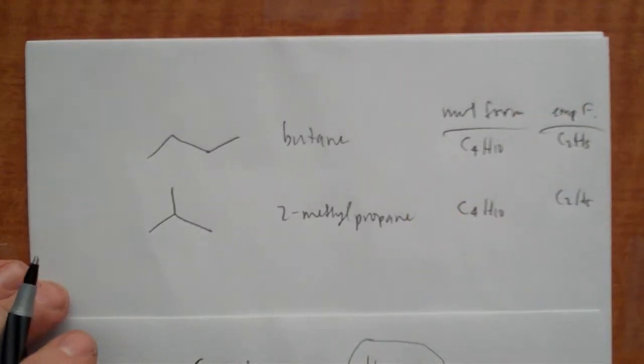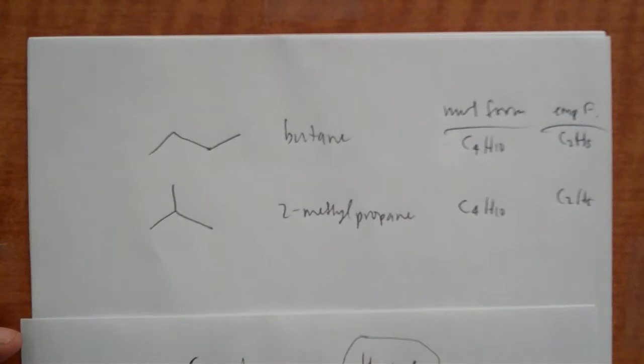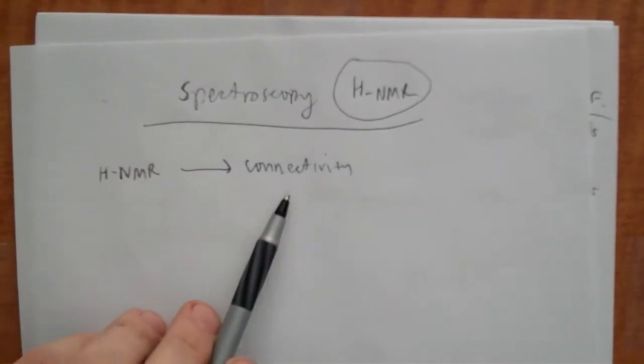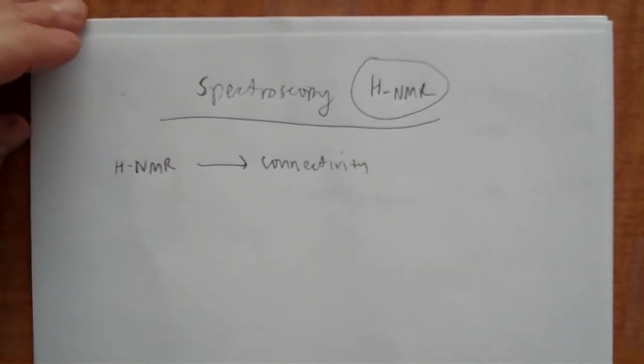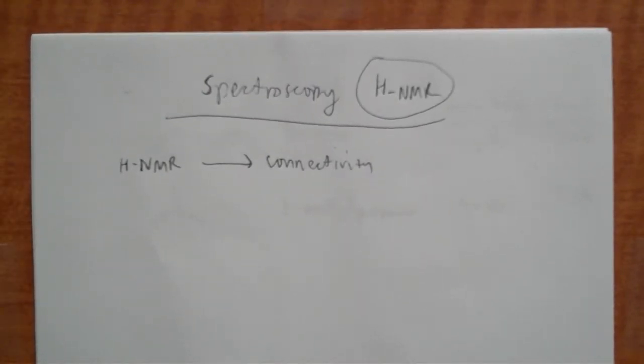So you can see that this is all stuff that we've seen before. How do these two differ in their connectivity? What's connected to what? Alright, so that's what we're doing here. That's lecture number 1 for proton NMR.